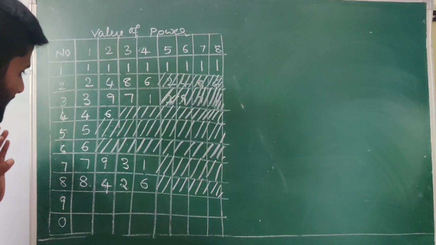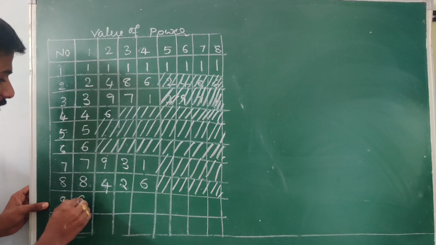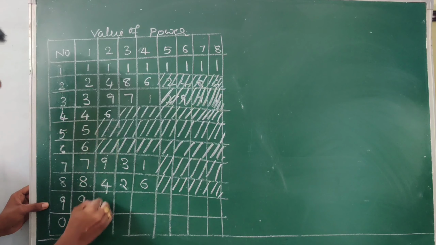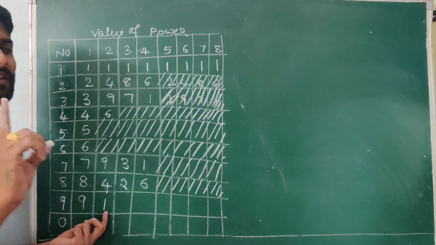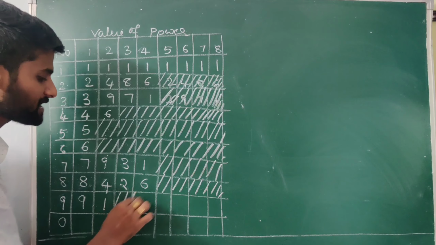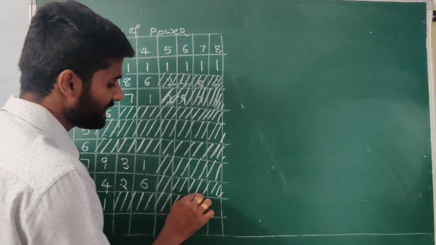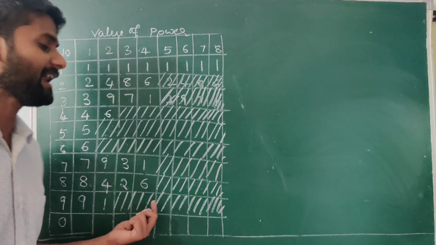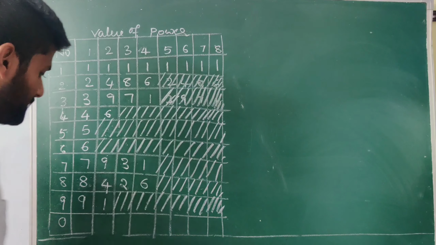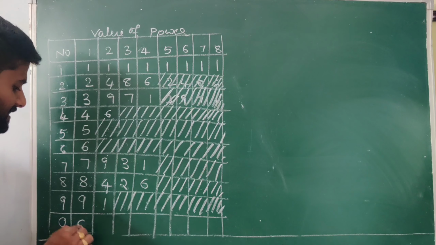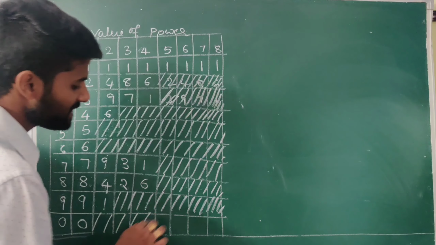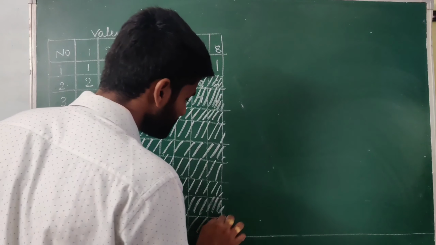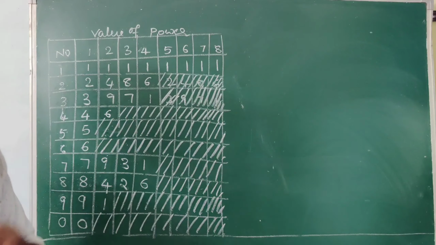Clear? Just see the 9th one. So 9 power 1 is equal to 9, and 9 square is 81. If you get the final value as 1, those previous values are repeated again. Means 9 power cyclic is the repeated value of 9, 1, 9, 1, 9, 1 and 9, 1. 0 power anything is always 0 only. So these are the entire power cyclic systems.